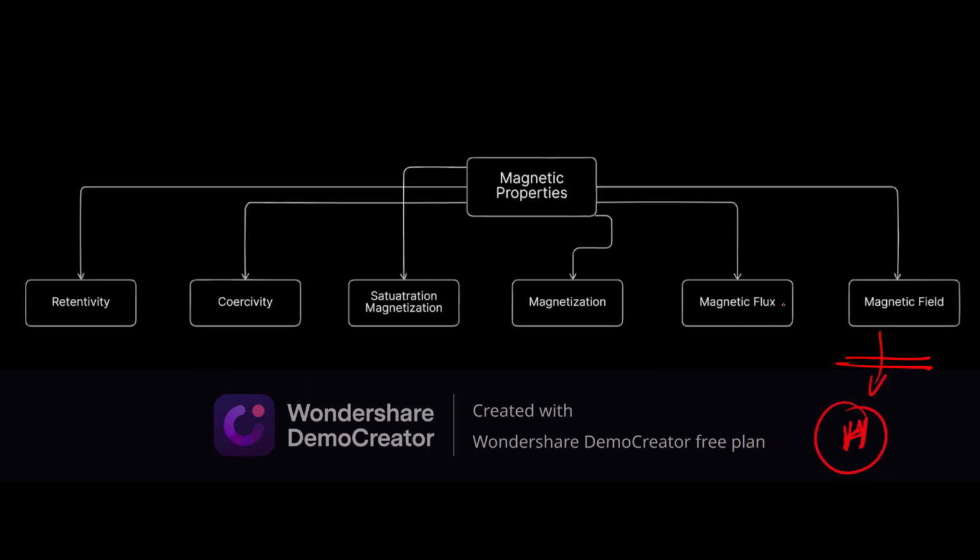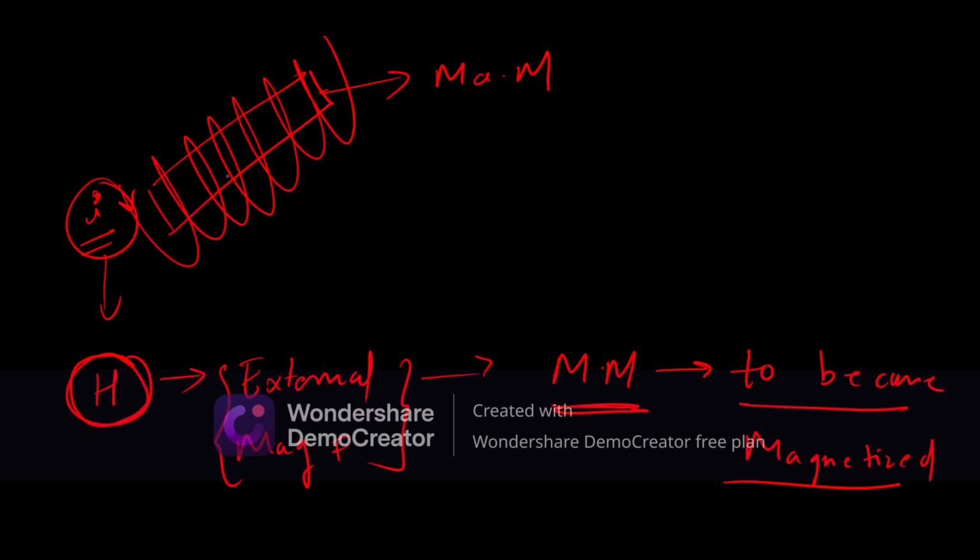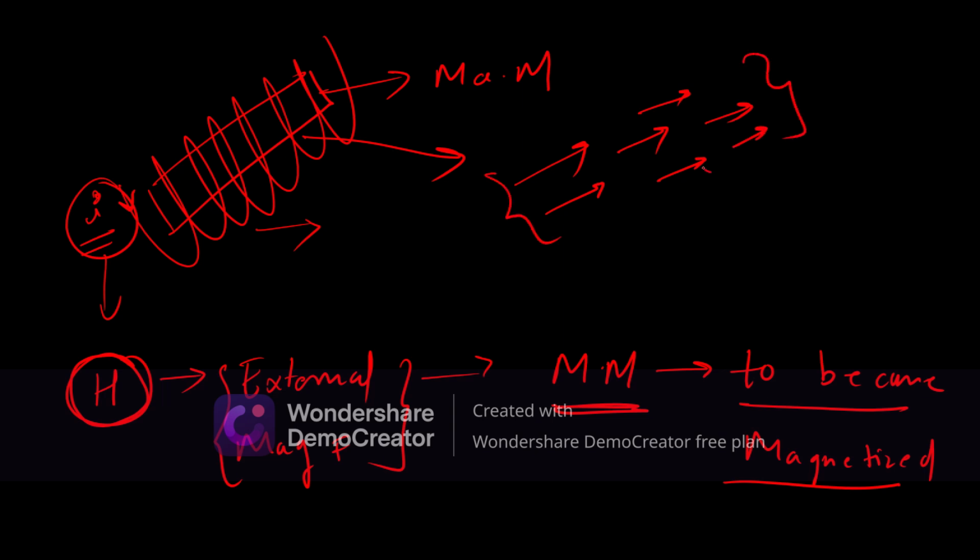Further, we have magnetic flux and magnetization. Because of this external magnetic field, what's going to happen inside the material? The dipoles present inside the material will arrange themselves in a particular direction, and because of this arrangement, they are going to produce their own magnetic field. That magnetic field is known as magnetization, which has the formula magnetic moment per unit volume. Or you can remember it like this: because of this external magnetic field, the magnetic dipoles arrange and create their own magnetic field. That magnetic field is known as magnetization.